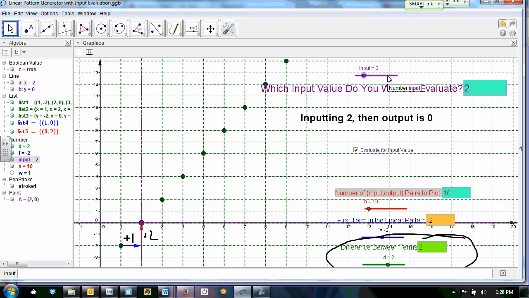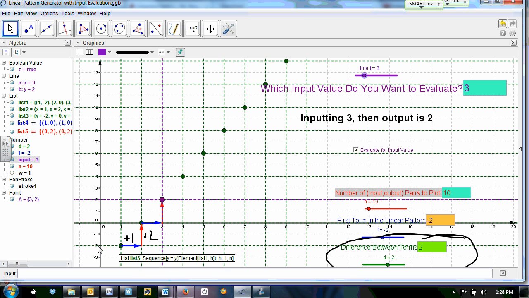Our third term then, in terms of our first term, says that we started our first term of -2. To get to the third term, notice we're adding our difference twice, right? 1 less than the term number. So really what we're adding from -2 is 2 once and then 2 again, and notice that is our third term. So our fourth term, we would start at our first term, add our difference once, twice, 3 times, and our fourth term then is 4, right?